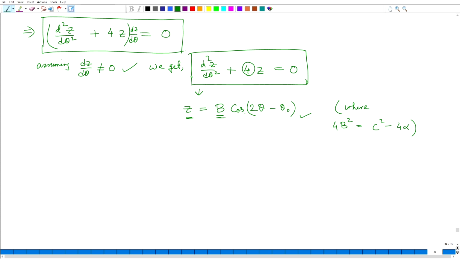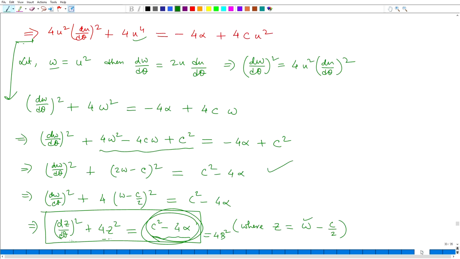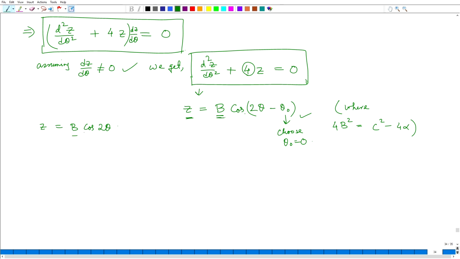Now, you can say that this θ₀ I can choose to be 0, and then your z will be equal to b cos 2θ. So, you see, b you know in terms of c² and α; c you know in terms of energy, angular momentum and the mass; α you know because you know the nature of the force law. So, b you know. Now, w − c/2, which was the definition for z, is equal to b cos 2θ, and then I can write w = c/2 + b cos 2θ.